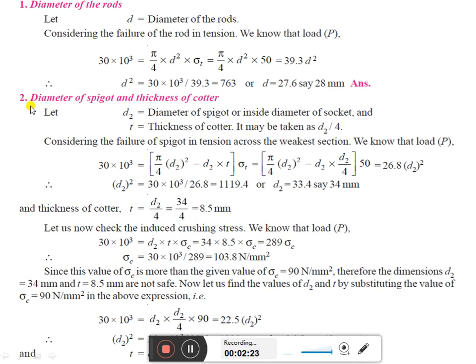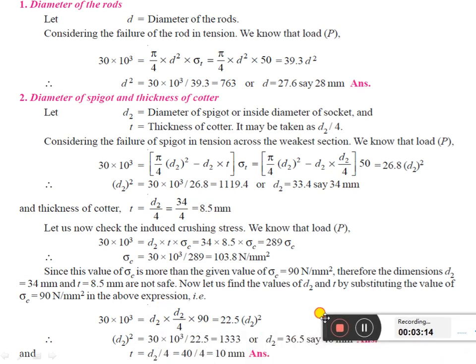Then step 2, we have to find out the diameter of spigot and the thickness of cotter. That is d2 and t we have to find out. The force equation, P equal to pi by 4 d2 square minus d2 into t into sigma t. Sigma t and P values are known, so substitute and find the value of d2. So d2 is equal to 33.4, say 34 mm, and the thickness of the cotter, the relation between d2 and t, is t equal to d2 by 4. So d2 already we found, that is 34, divided by 4 we will get 8.5 mm.